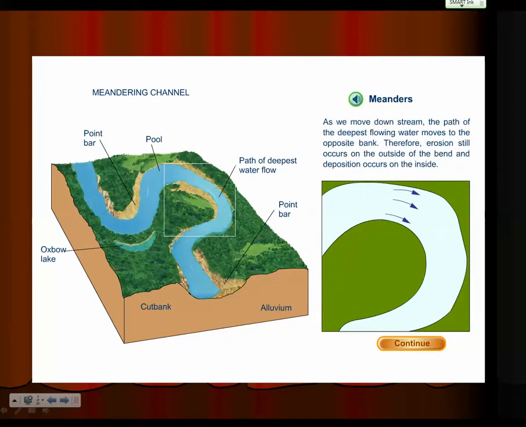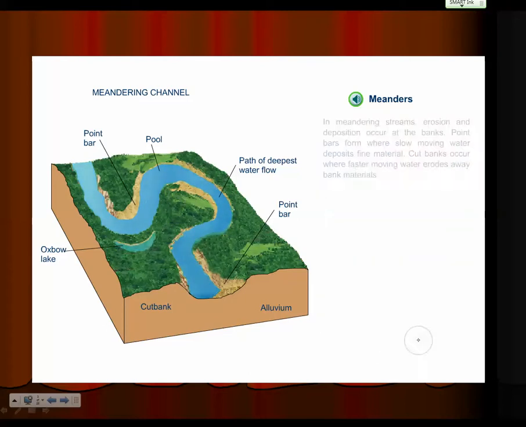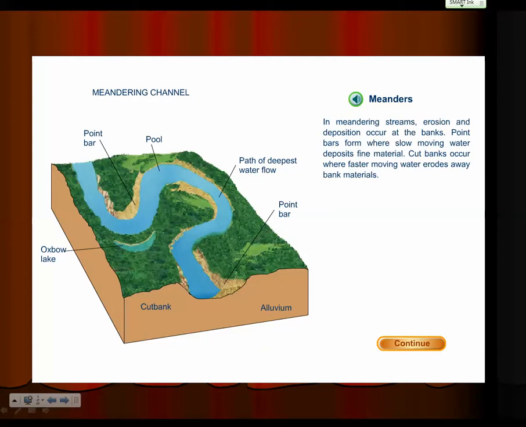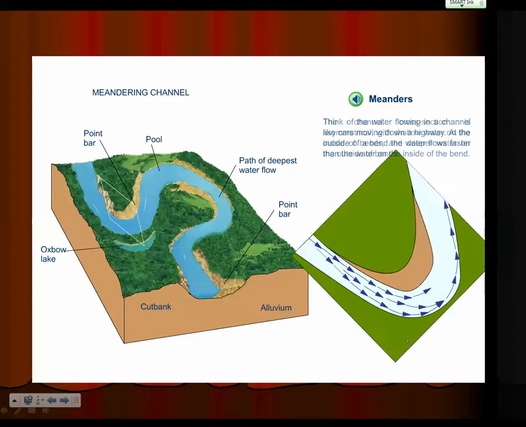Another meander, but you can see on the outside of the curve, it's moving faster than on the inside of the curve. And on the outside, it's going to erode, whereas on the inside, it's going to deposit. Remember, we learned about the cut bank on the outside versus the point bar on the inside.